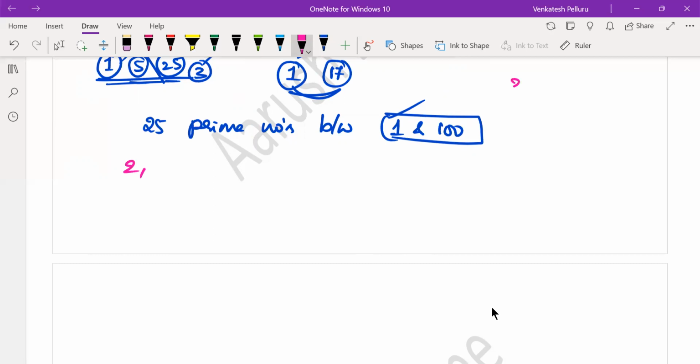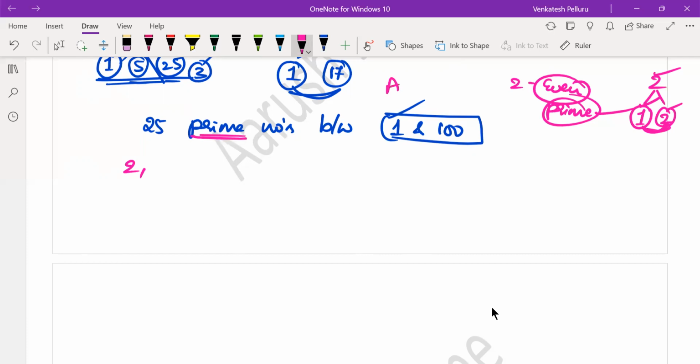First prime number is 2. 2 is actually an even number as well as a prime number. So 2 is the only even prime number. All prime numbers are generally odd. 2 will be divided by 1 and 2 only. So it's having only 2 factors, hence 2 can be called a prime number. So remember, all prime numbers are odd numbers, except 2. 2 is the even prime number.